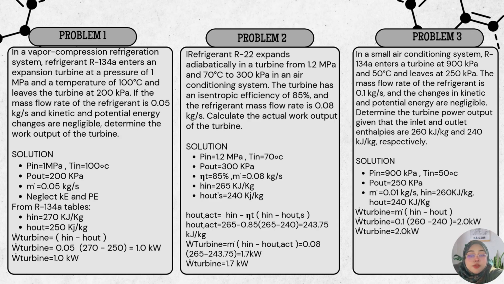So for the solution, as given, we have P in 900 kilopascal and the temperature is 50 Celsius. For P out, we have 250 kilopascal, and for the m dot, we have 0.01 kilogram per second. For h in, we have 216 kilojoule per kilogram, and h out, 250 kilojoule per kilogram. The formula for the turbine work is m dot multiplied by h in minus h out, and after calculating, we got 2.0 kilowatt.